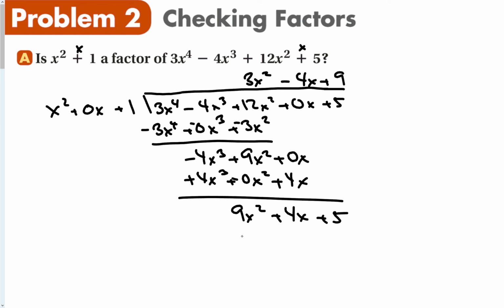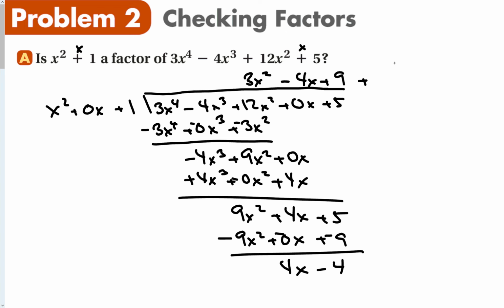Okay, so when I multiply this, I get 9x squared plus 0x plus 9, subtract, and I get 4x minus 4. The degree of the remainder is 1. The divisor is 2. The degree of the remainder is less than the divisor. You're done. You stopped. And my answer is the quotient plus (4x minus 4) over (x squared plus 1), and we write it as a fraction.